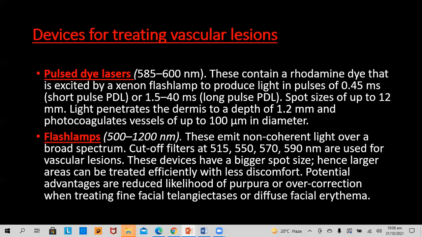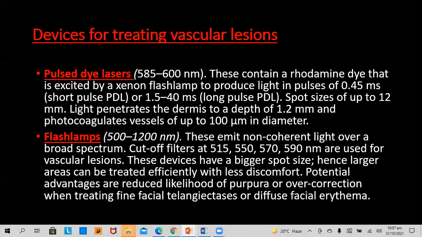Now, briefly discussing various devices that are used to treat the vascular lesions. Pulse dye laser between a wavelength of 585 and 600 nanometer. These lasers contain rhodamine dye that is excited by a xenon flash lamp to produce a light with a pulse duration of 0.45 millisecond, that is short pulse PDL, or light with a pulse duration of 1.5 to 40 millisecond, which is called as the long pulse PDL. Spot size can vary up to 12 millimeter. Light penetrates the dermis to the depth of 1.2 millimeter and photocoagulates the vessel up to 100 micrometer in diameter.